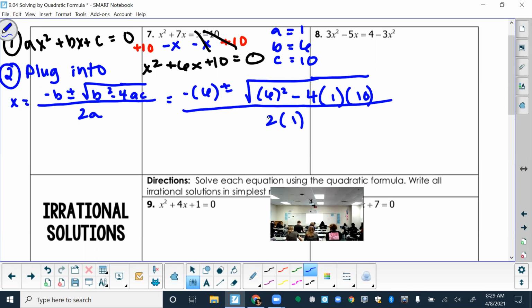All right, so once you finish plugging those numbers in on your own paper, compare it to mine, make sure it looks the same. We get -6 plus or minus the square root of 6 squared minus 4 times 1 times 10, all divided by 2 times 1. All right, any questions there?